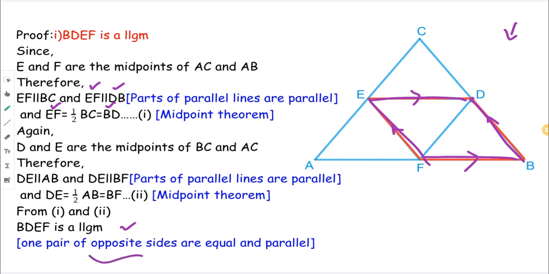So from these two equations we can say that BDEF is a parallelogram. Why? One pair of opposite sides are equal and parallel to each other. All right, let's go to the next.